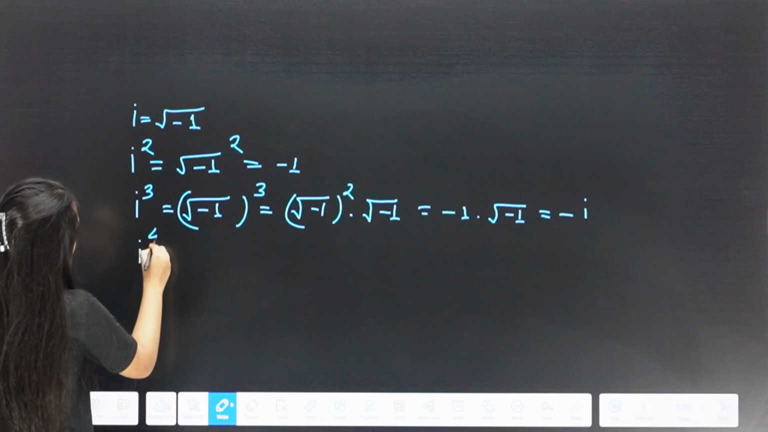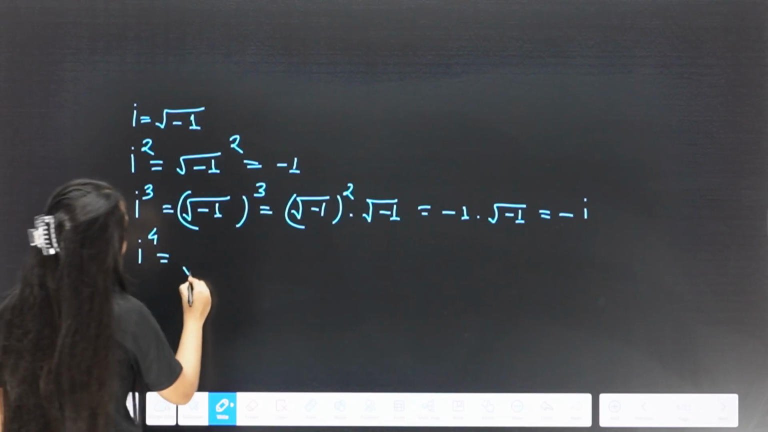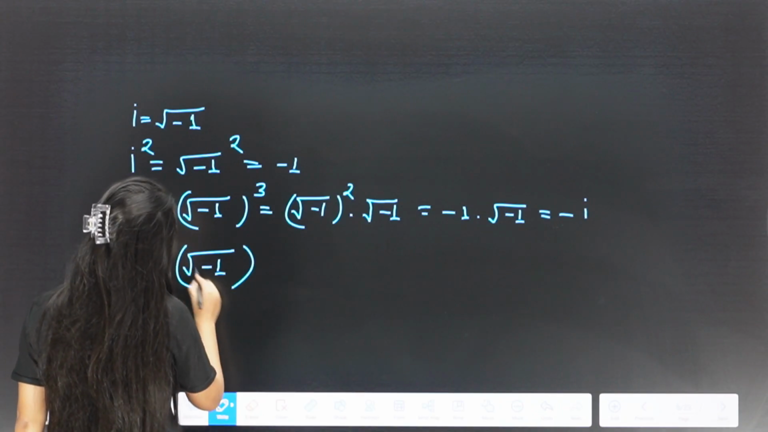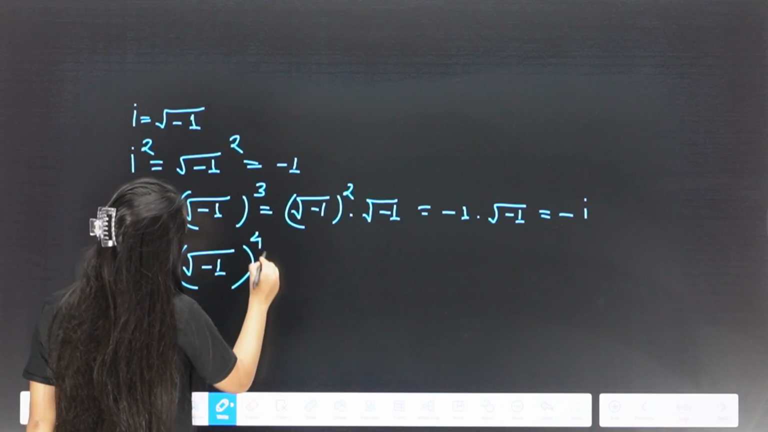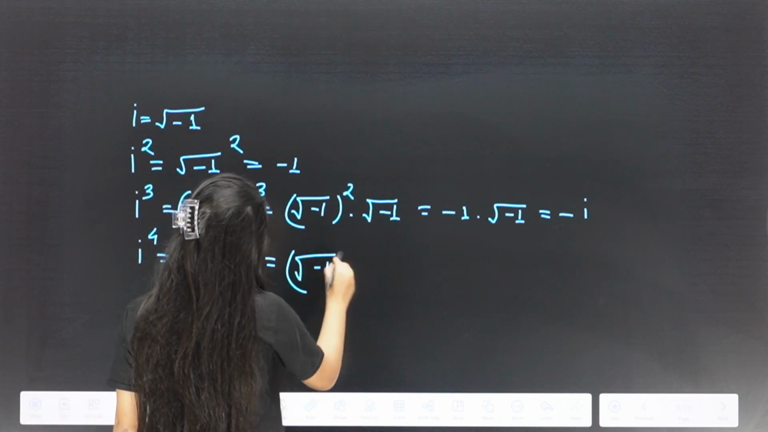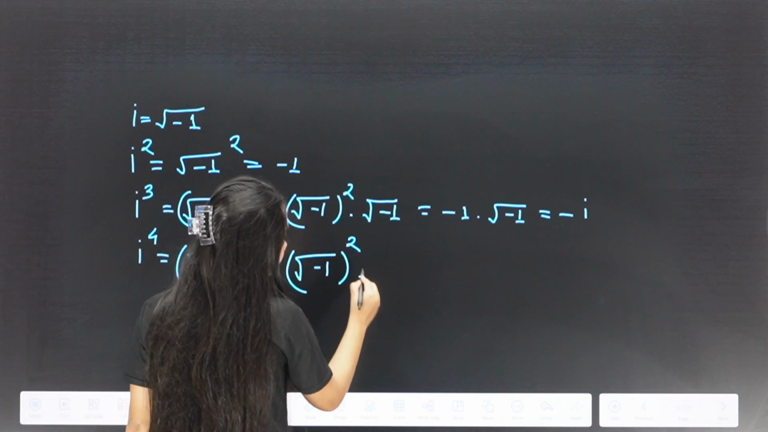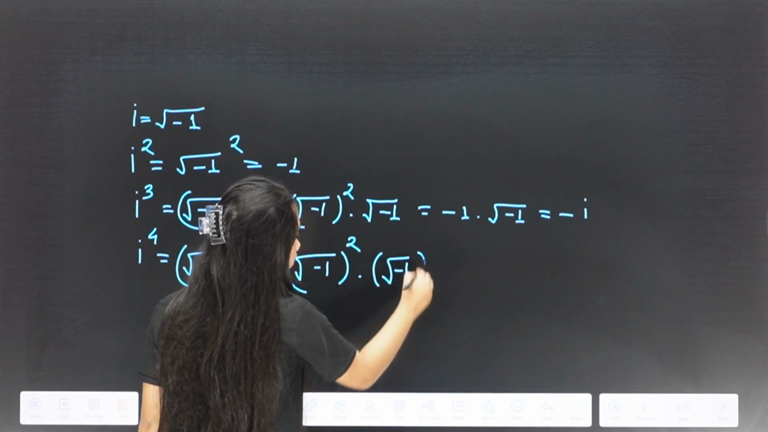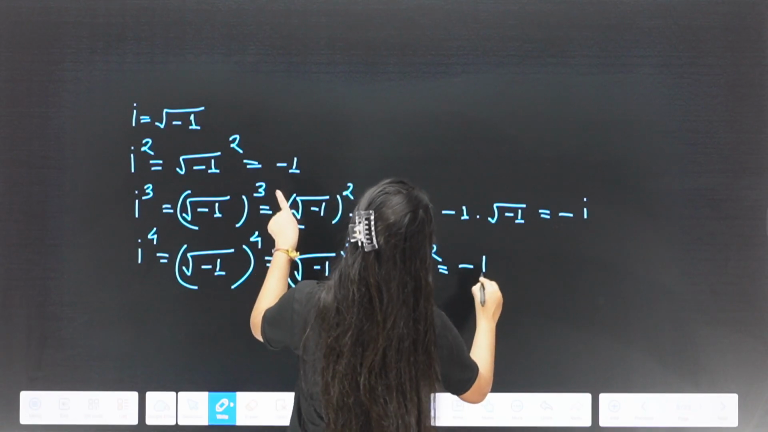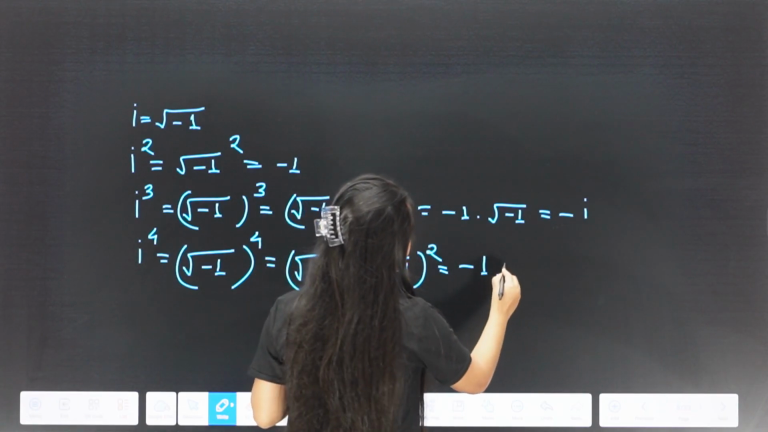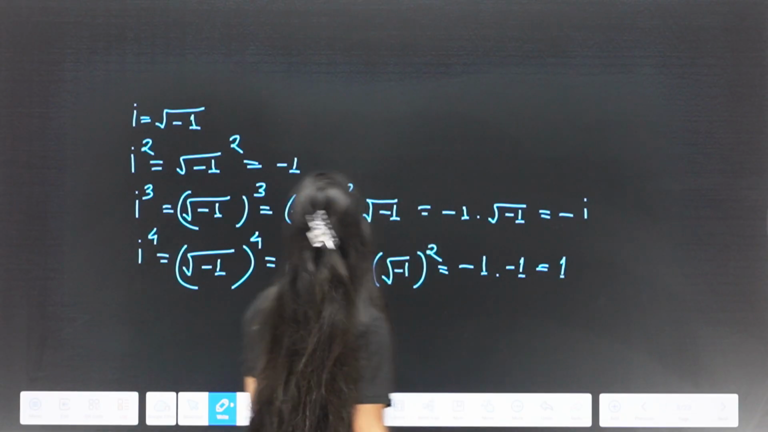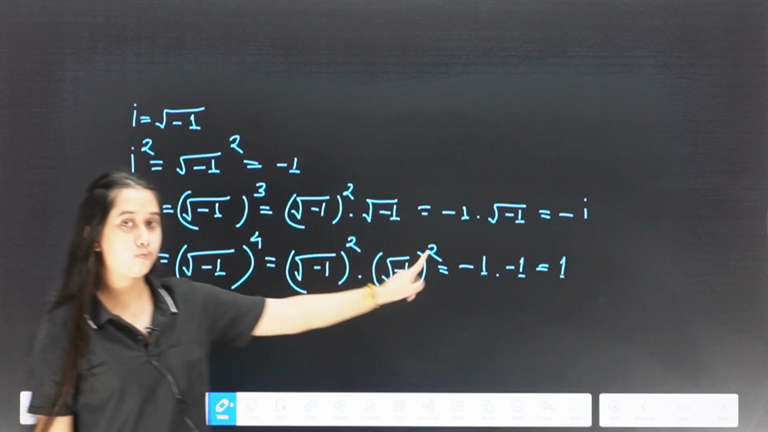What will be i to the power 4? Just find the value of root minus 1 to the power 4. We can write it as root minus 1 whole square into root minus 1 whole square, that is minus 1 into minus 1. We have already got it, it is also minus 1, and minus into minus is plus, that is 1. So i to the power 4 is 1.